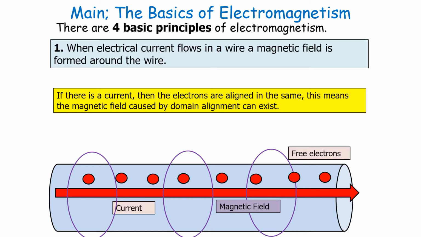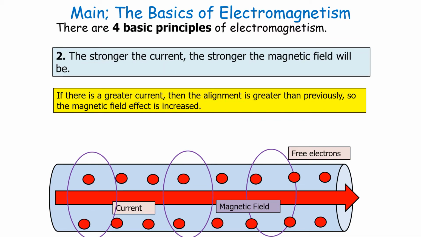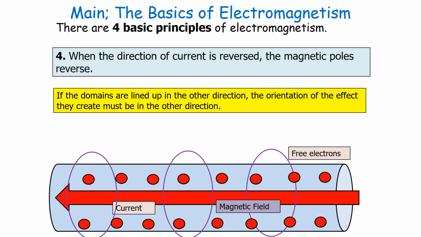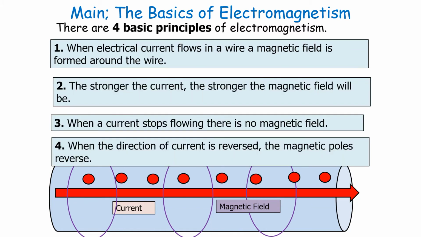So this leads to the four basic principles of electromagnetism. Number one, when electrical current flows in a wire, a magnetic field is formed around the wire. The stronger the current, the stronger the magnetic field will be, and when a current stops flowing, there will be no magnetic field. When the direction of current is reversed, the magnetic poles reverse. With these four basic principles of electromagnetism, we can lead to the motor effect.